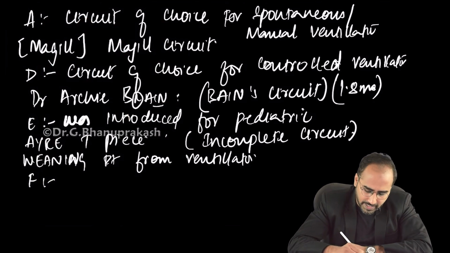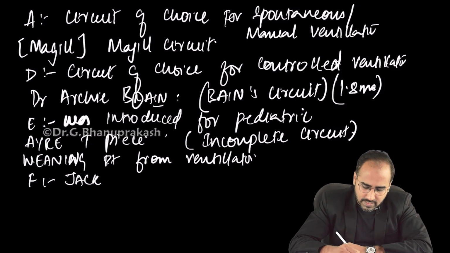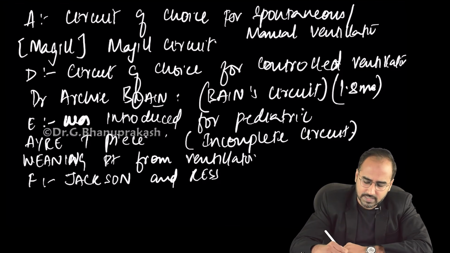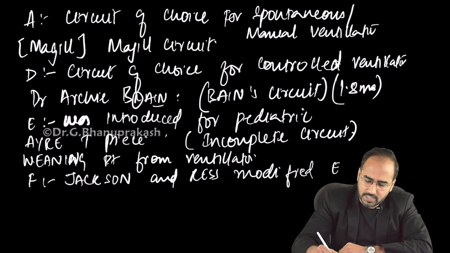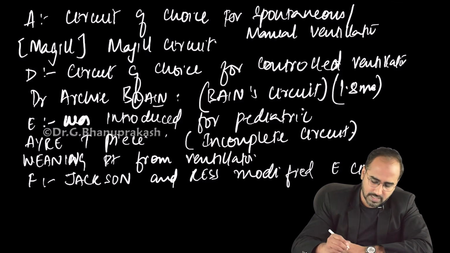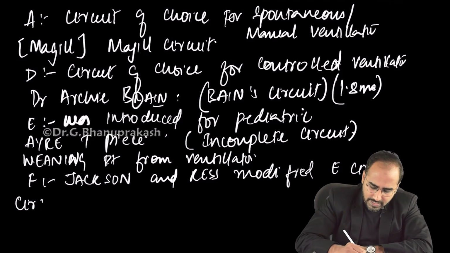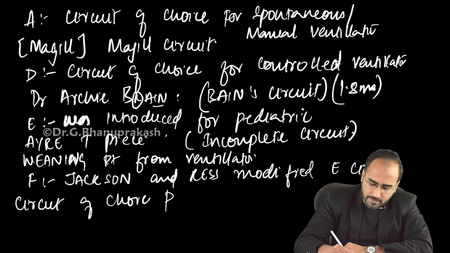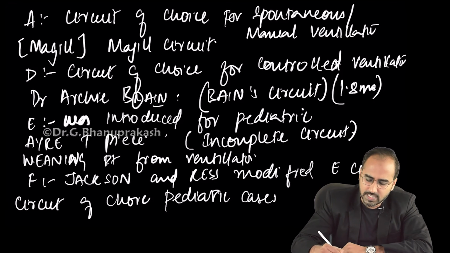Jackson and Rees modified type E circuit. Hence this type F circuit is also called the Jackson-Rees modification. This is the circuit of choice for pediatric cases, whether it is spontaneous or controlled ventilation.